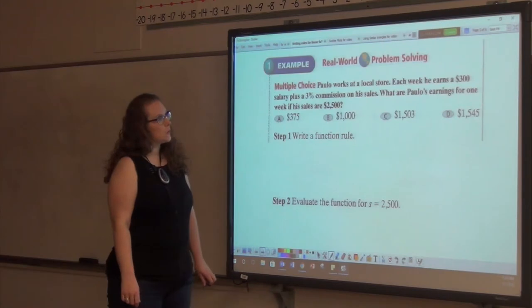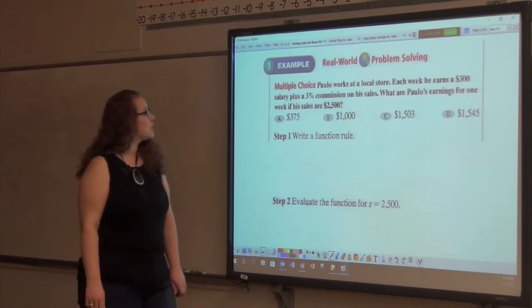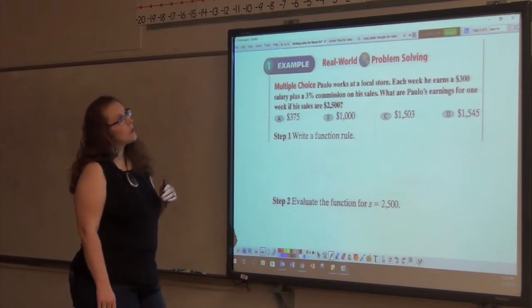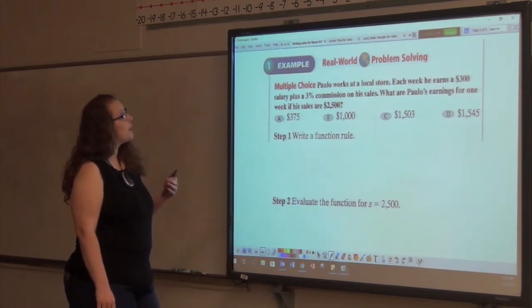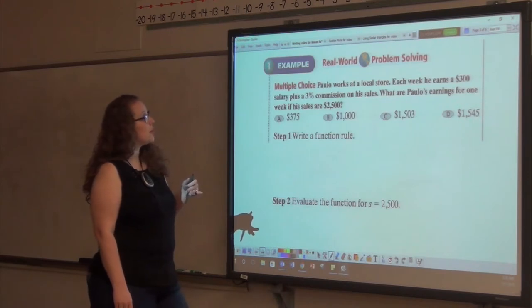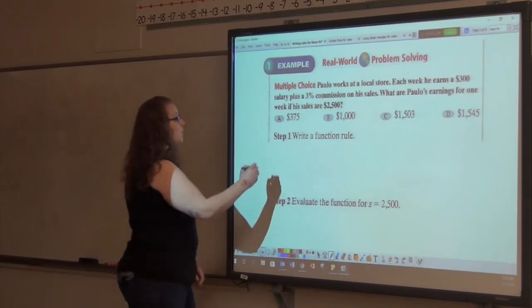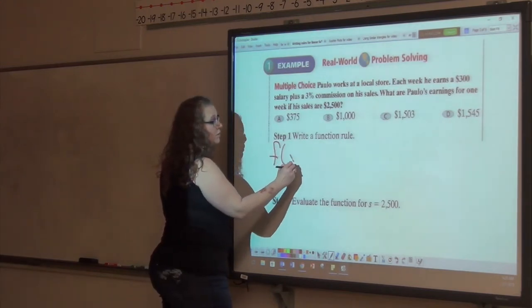Paulo works at a local store. Each week he earns $300 salary plus a 3% commission on his sales. What are Paulo's earnings for 1 week if his sales are $2,500? All right, so first we need to write a function rule. So we are going to write it in function notation.